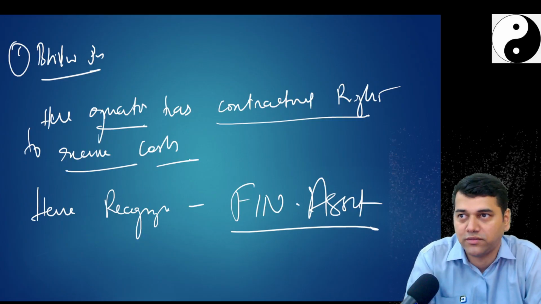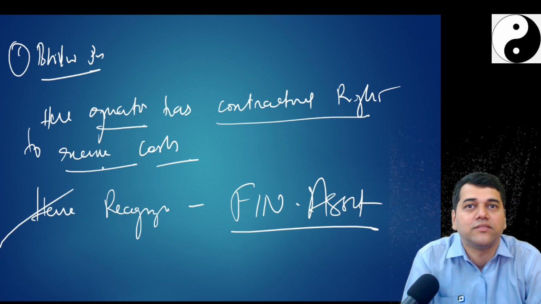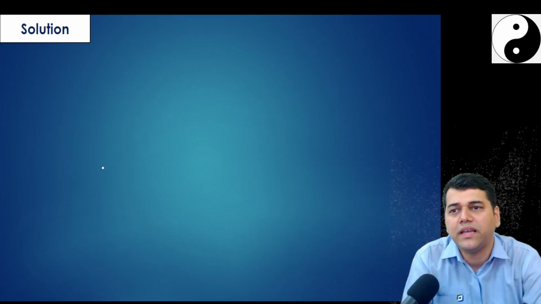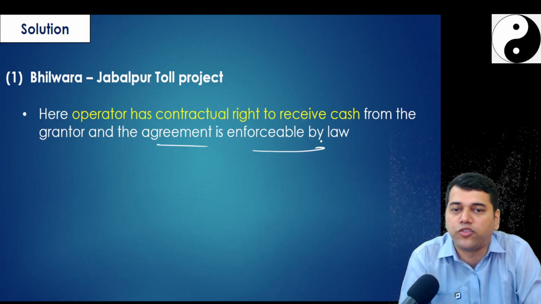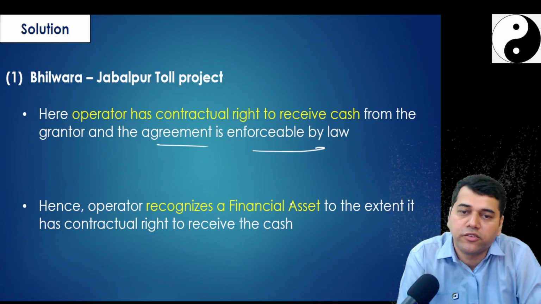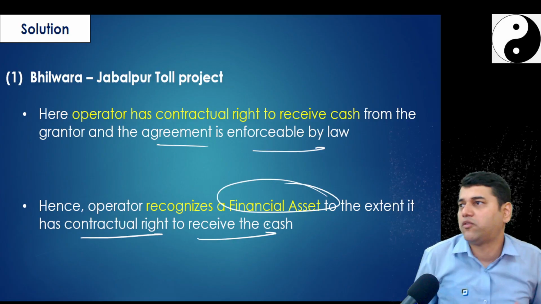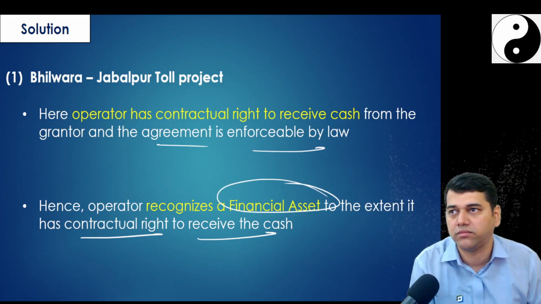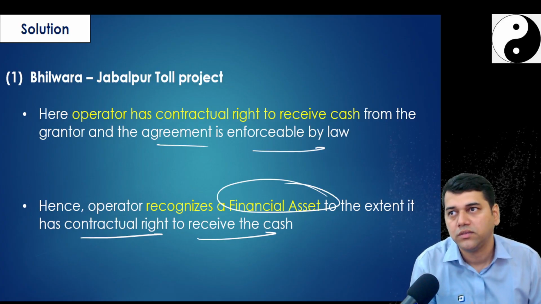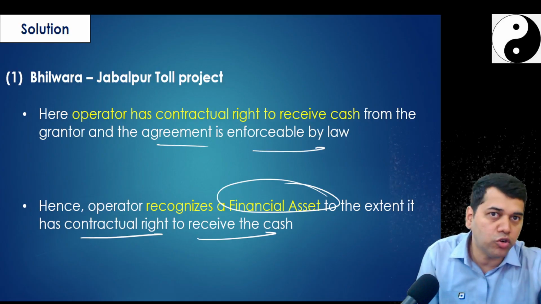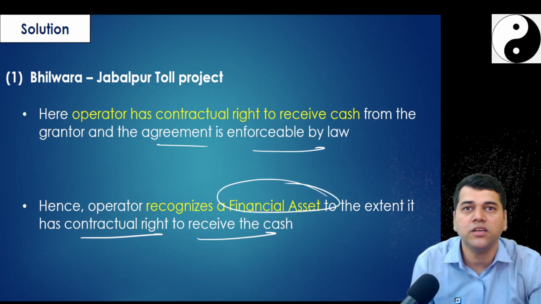There are 3 questions. Are you clear? First question is answered. Okay, probably I will write more theory. Operator has got a contractual right to receive cash from the government and the agreement is enforceable by law. Hence, the operator is going to recognize the financial asset to the extent of the contractual right to receive the cash. Now, what is my contractual right to receive the cash? 200. And did I fulfill my performance obligation? Yes. The moment you deliver the road, you recognize financial asset for the road and then for the other thing.